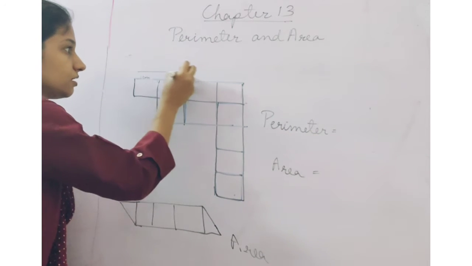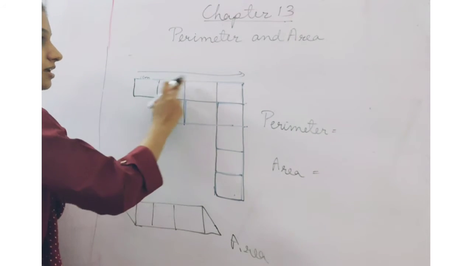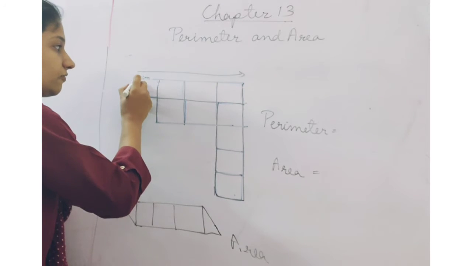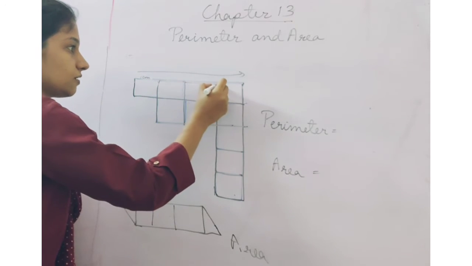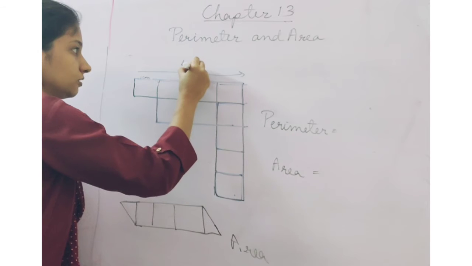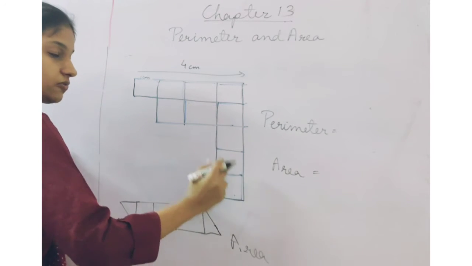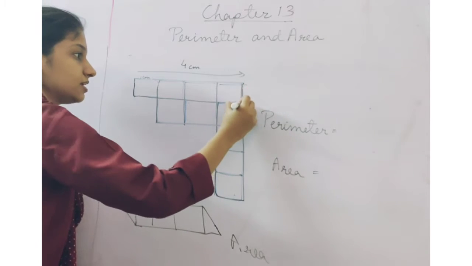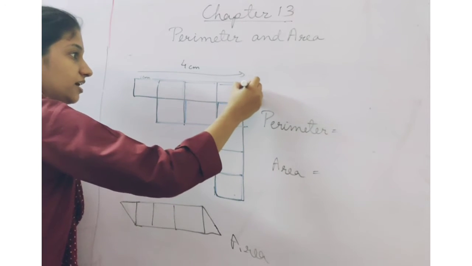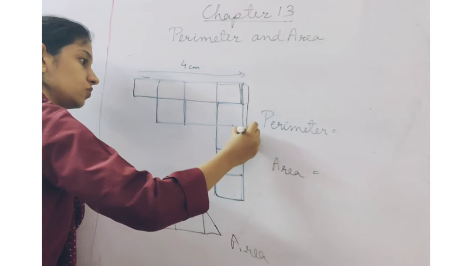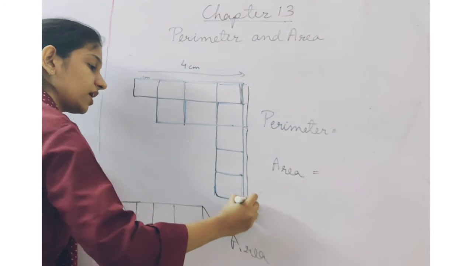That means if I am going along the boundary, perimeter is again going along the boundary. So I'm covering 1, 2, 3, 4 centimeters here. Okay. Here also each side of a square is 1 centimeter. That means this part is 1 centimeter. So again when I'm going down, 1, 2, 3, 4, 5 centimeters.